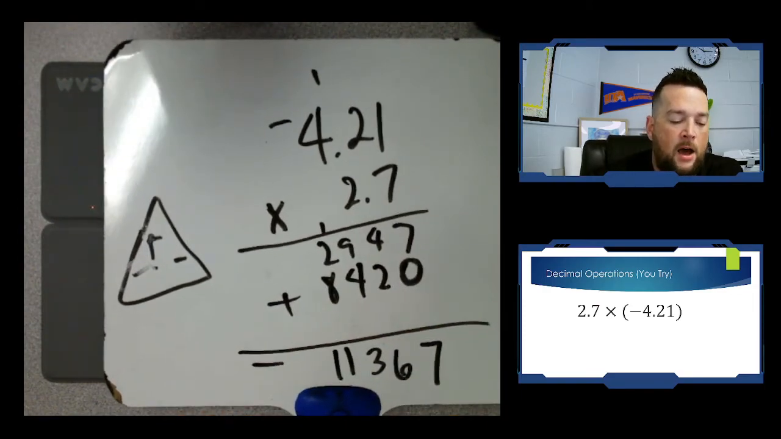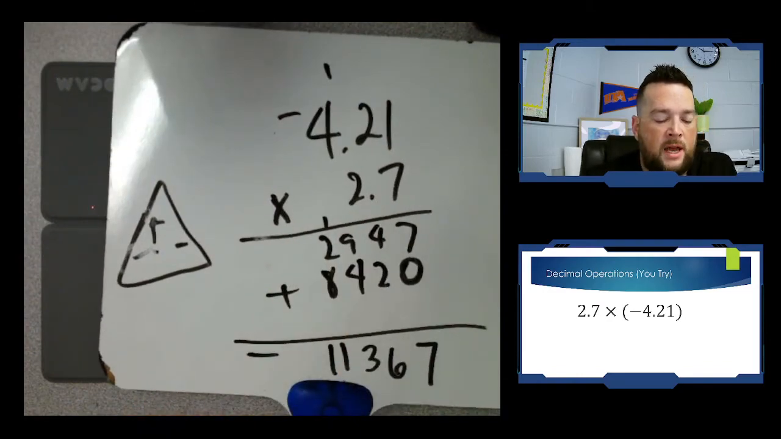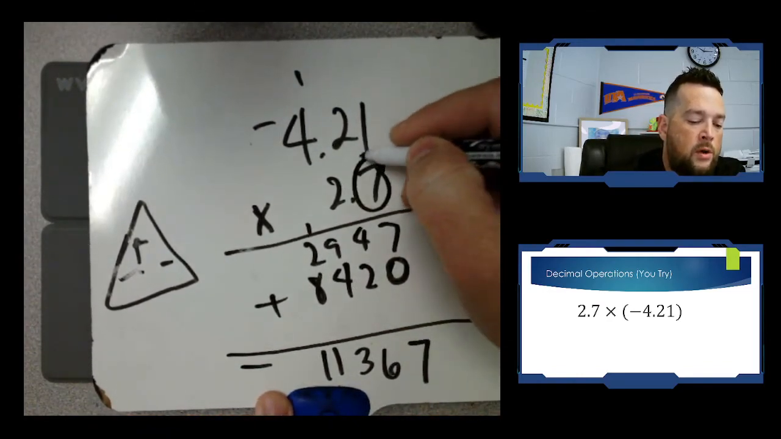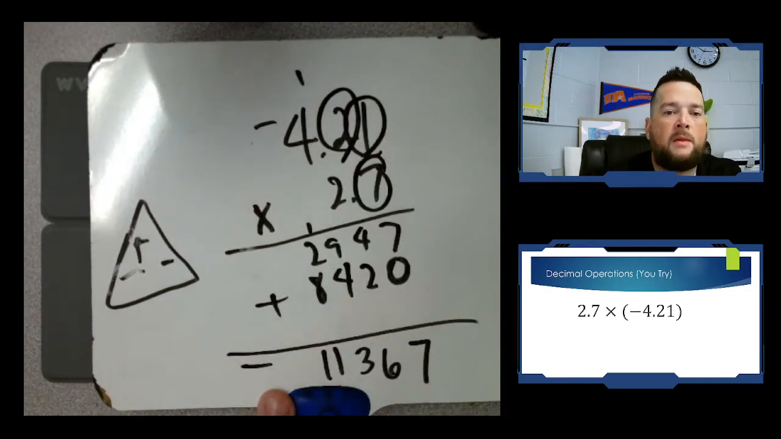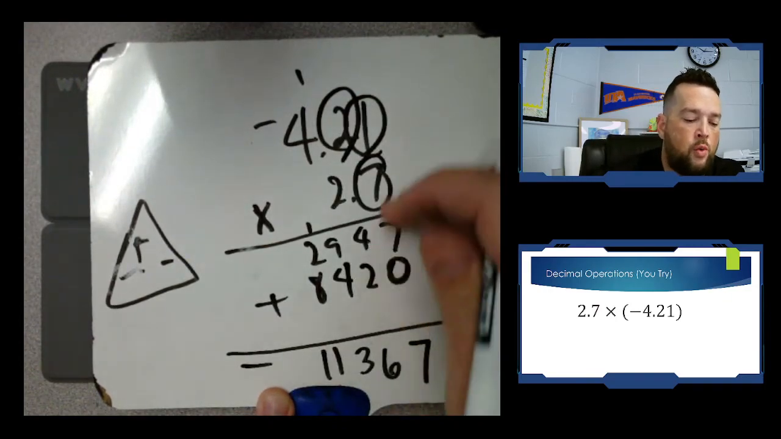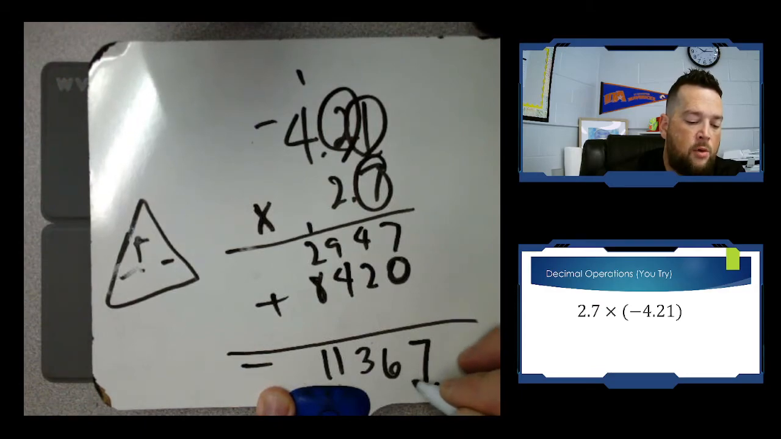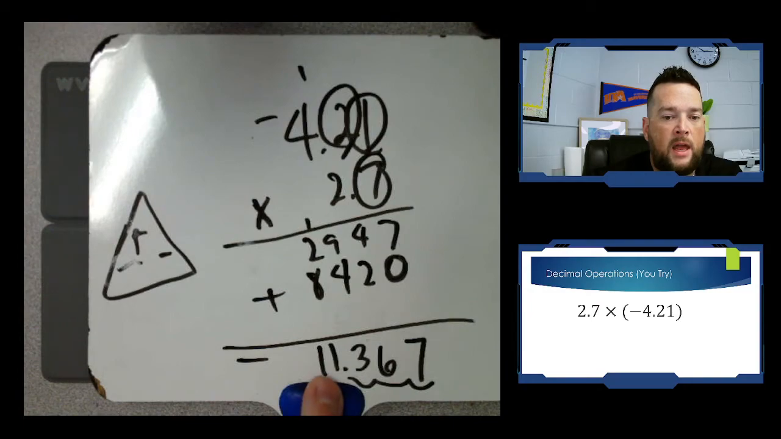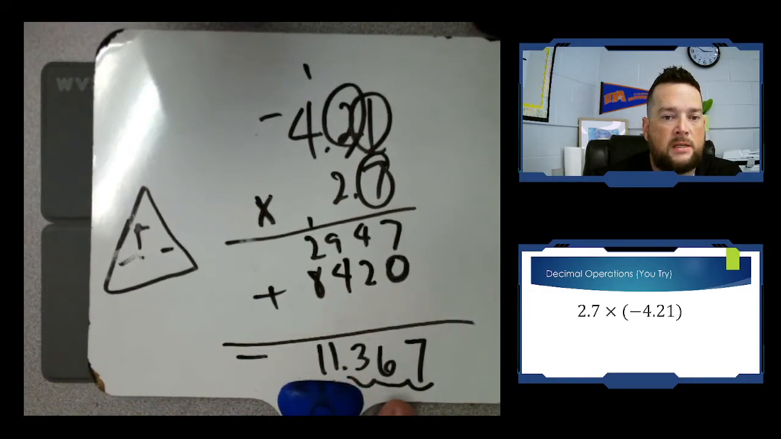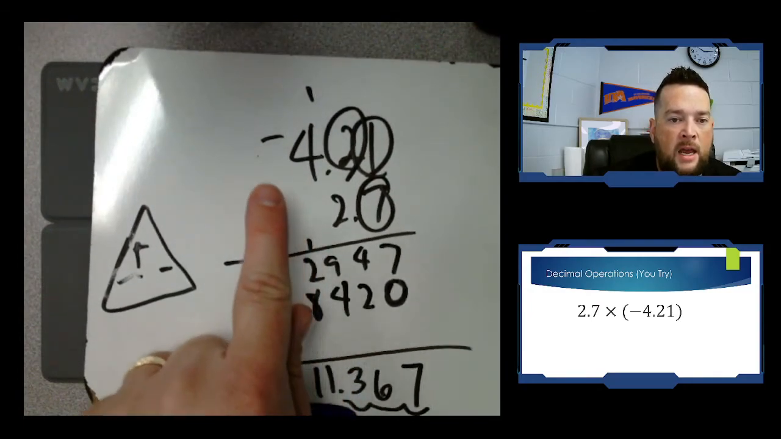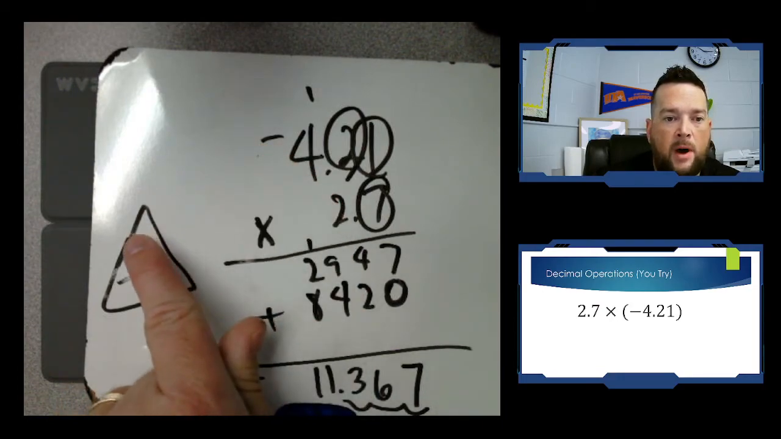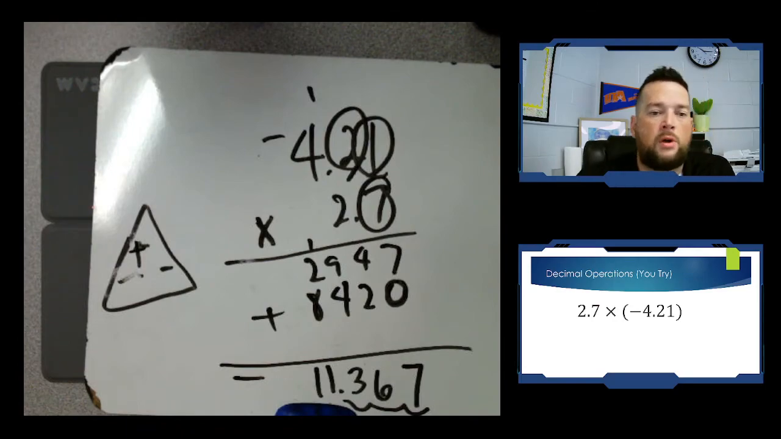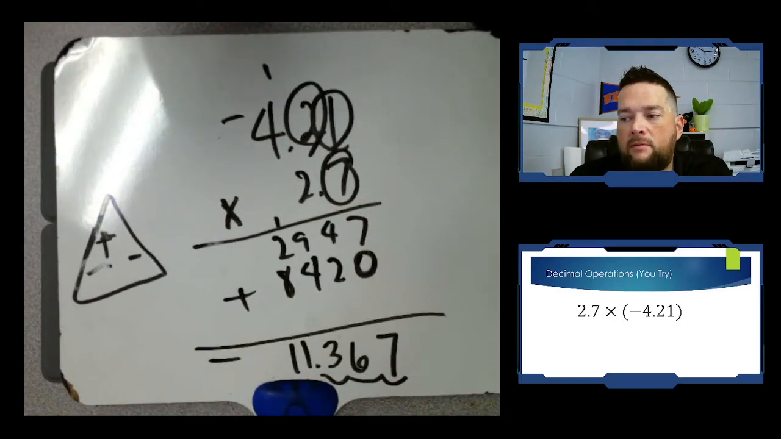All right, and now because it's multiplication of numbers with decimals, I just did all the multiplication first of the numbers, and then I'm going to count how many numbers are behind the decimal inside the factors. There's 1, 2, 3. So I'm going to take that decimal and move it 3 spaces in. So my answer is going to be negative 11.367. All right, and again, it's negative because we have a negative times a positive, and you can use that positive, negative triangle to help you determine the sign of the product.